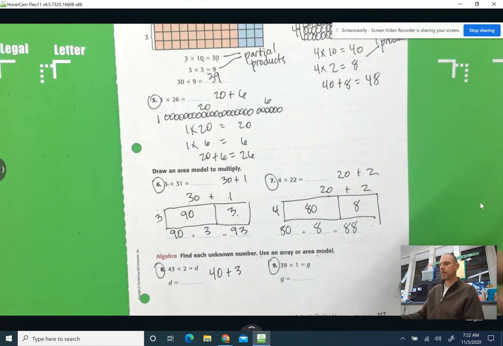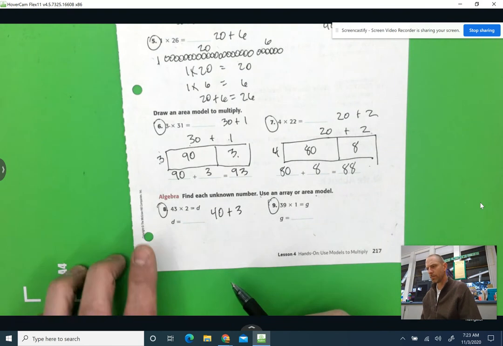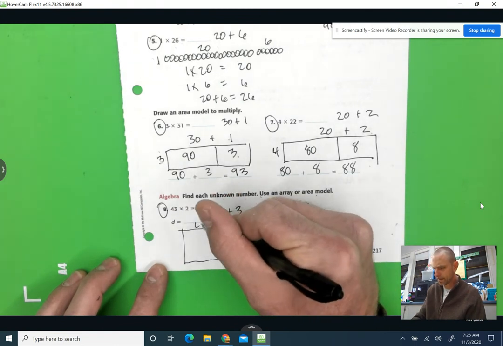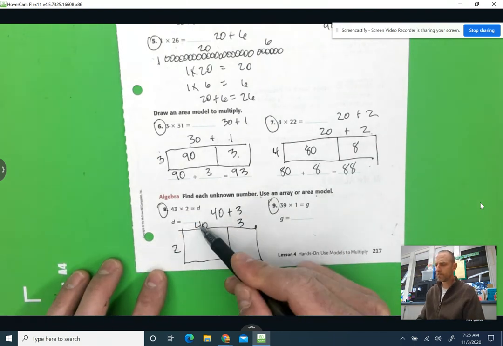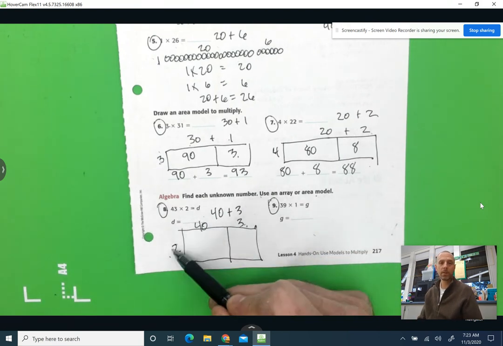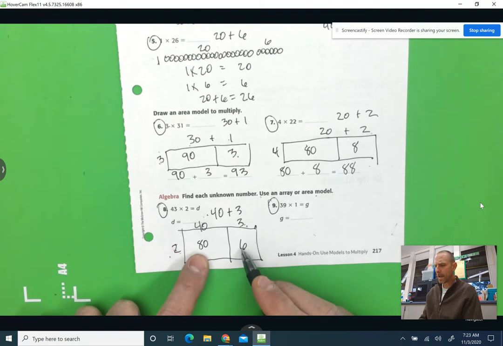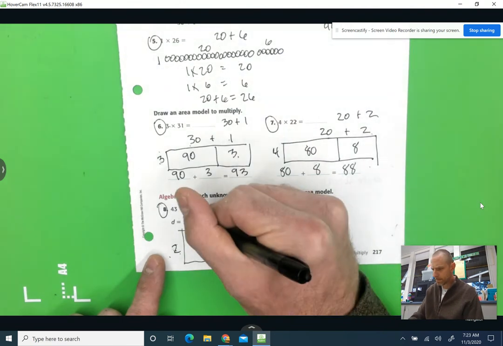Use an array or an area model here. It's your choice. Okay. I will use an area model for both of these. Those are pretty big problems. Pretty big numbers. I'm drawing a lot of circles. So we have 40 and 3. I'm going to draw my rectangle. Separate out my array. Let's give the 2 to the 40 and the 2 to the 3. When I say give it, distribute it, multiply it. Same thing. 2 times 40 is 80. 2 times 3 is 6. Add them up. 80 plus 6 equals 86. Put it on the line.